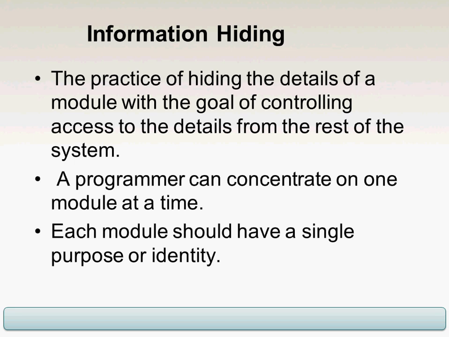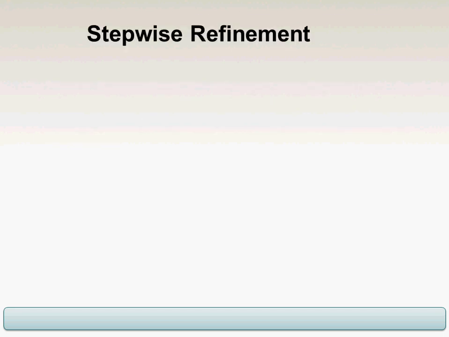Again, informational strength: each module should have a single purpose or identity. It should be like an input command manager. This thing opens a file, reads the data in, and then there are functions we can call to get the data out of the input file. So again, each module should have a single purpose or identity. If it doesn't, then you need to break the module into more modules so that each one does have a single purpose.